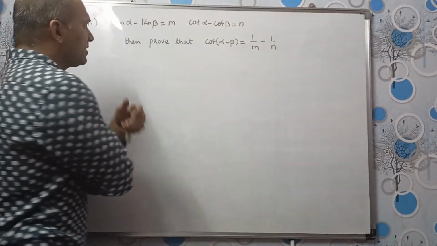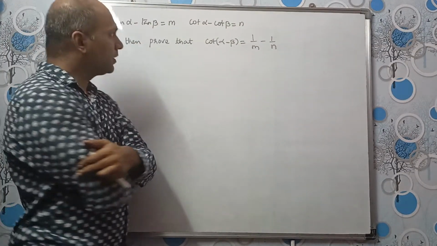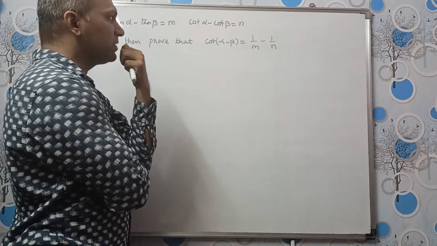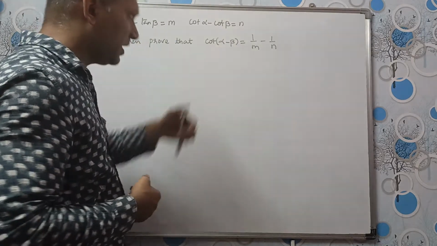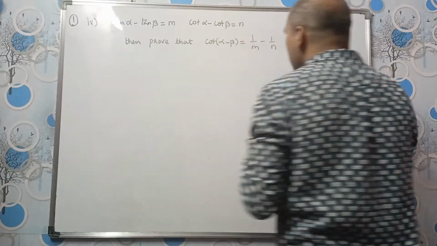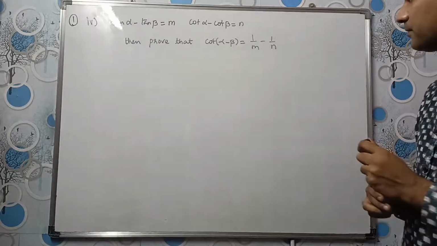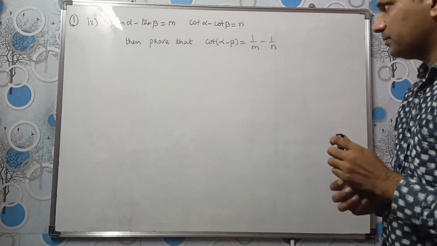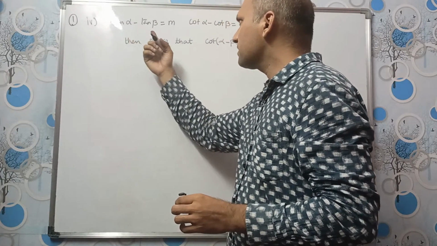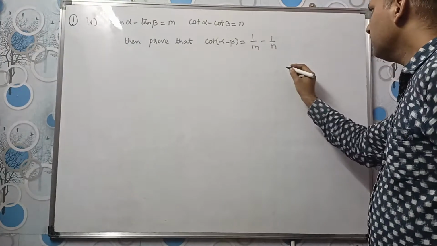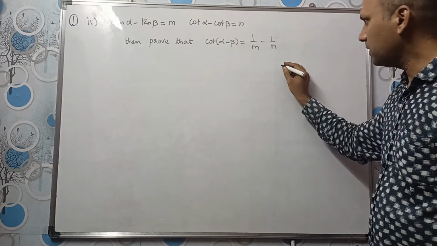tan alpha minus tan beta is equal to m, cot alpha minus cot beta is equal to n. Then prove that cot alpha minus beta is equal to 1 by m minus 1 by n. Okay, see, tan alpha minus tan beta is equal to m, given. Can we write tan as 1 by cot? Yes.